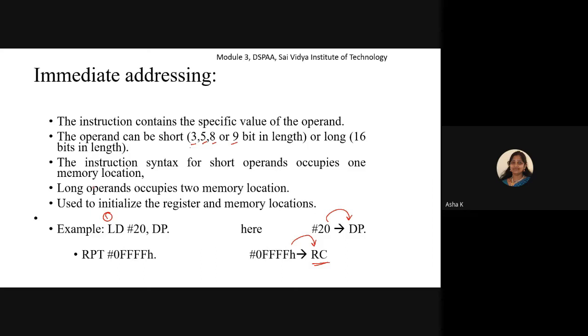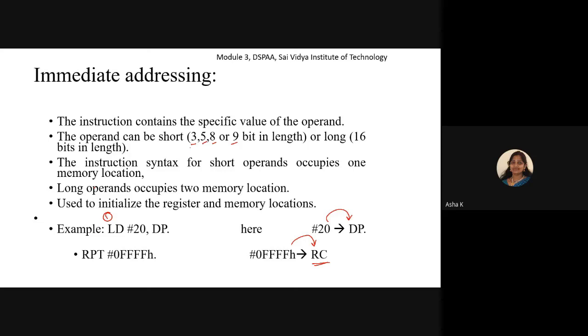What you have to remember here is that an immediate value will be contained in the instruction. That immediate value will have a symbol, the hash, and then it can have an operand of type short or long. If it is a short type of operand, the data size may be 3, 5, 8 or 9 bits. If it is long, it will be 16-bit. For a short data operand, one memory location is sufficient, so it occupies only one memory location. If it is a long type of operand, it occupies two memory locations.